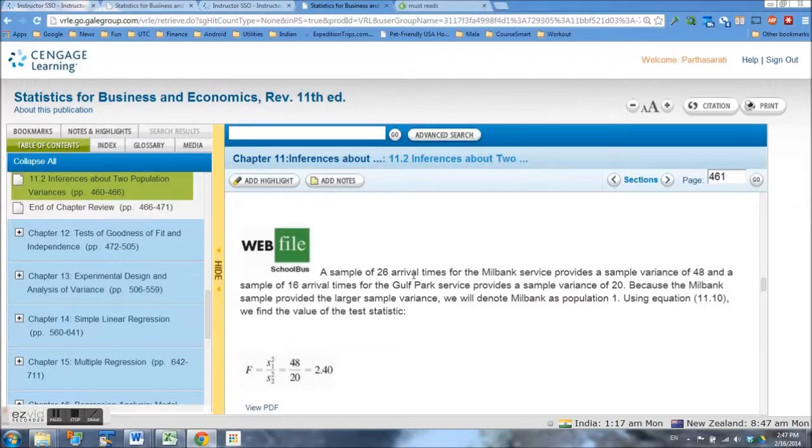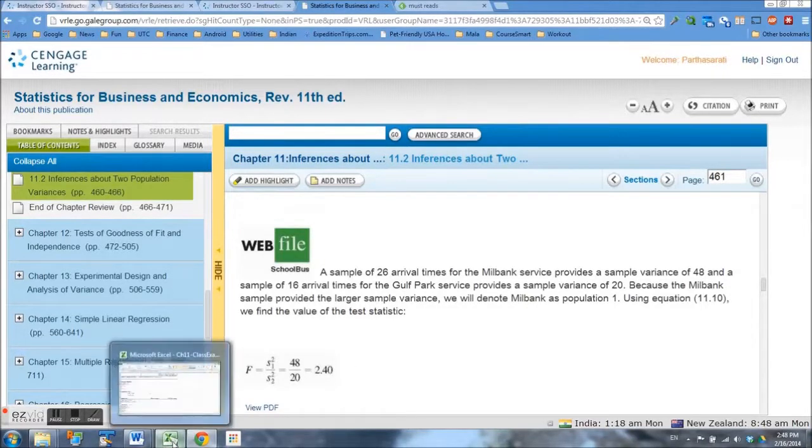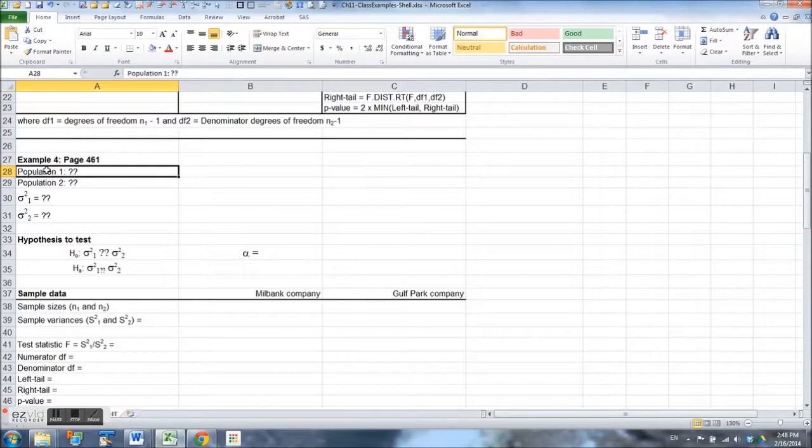A sample of 26 arrival times for Millbank gave us a variance of 48, and 16 arrival times of Gulf Company gives us a variance of 20. Now based on these two samples, we want to test the hypothesis whether they are the same, whether the quality of service is the same or not.